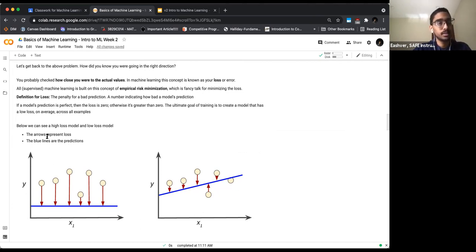So we have a high loss model and a low loss model. And we have the points, and our line is like the prediction curve that we made. On the left, we see a high loss model where the distance between these lines is really high, right? While the distance between the line and the points on the right is really low. And so the arrow is the penalty for our wrong answer, or that's the loss that we have. And adding all those up, we can determine the overall loss for the model itself.